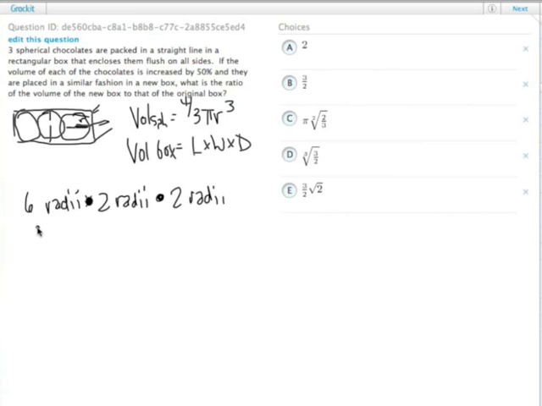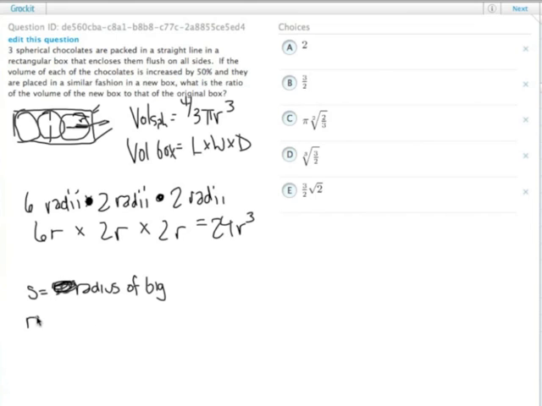If we multiply 6r times 2r times 2r, we get 24r cubed. So that's the volume of the box before we increase the volume of the chocolates. So let us pretend that we'll call S the radius of the big chocolates. And we'll call R the radius of the old chocolates, and that's what we were using up here for the volume of the original box. Radius of small.